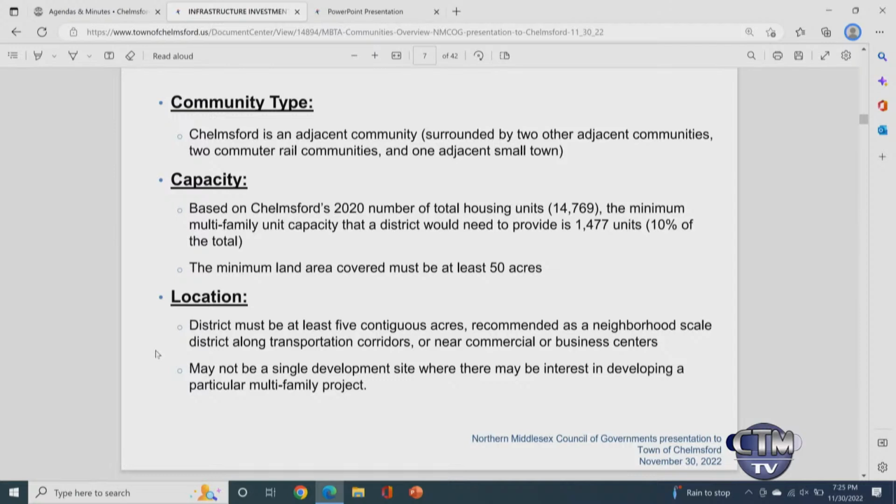The district, however, in the location, initially there was, in the draft guidelines, the location requirements were very specific to a location around some sort of stop. But in the finalization of the guidelines, it was deemed that, especially in adjacent communities, it made more sense to look at other potential opportunities for the location of the district. So the district still has certain requirements, including that it must be at least 5 contiguous acres, but it is recommended that it is in a location with some sort of neighborhood scale or district along a transportation corridor, near a commercial area, et cetera. It cannot be in a single development site where there might just be an interest in developing that particular area, though.